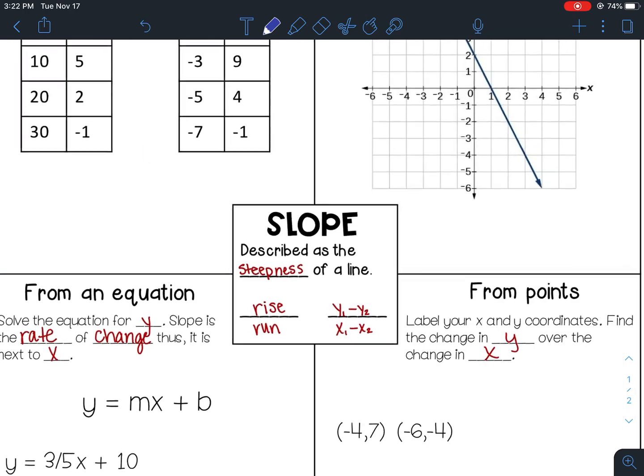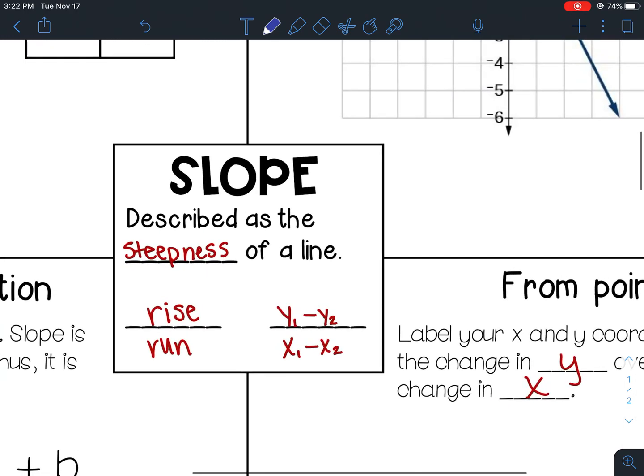We are going to start with slope, like what is slope? Hopefully you've kind of gotten the idea in 8th grade, but we're just going to go a little bit more in depth. Slope is described as the steepness of a line. We often say it is the rise over run, or the change in y over change in x. This right here is the formula that you're going to need when we start talking about points.